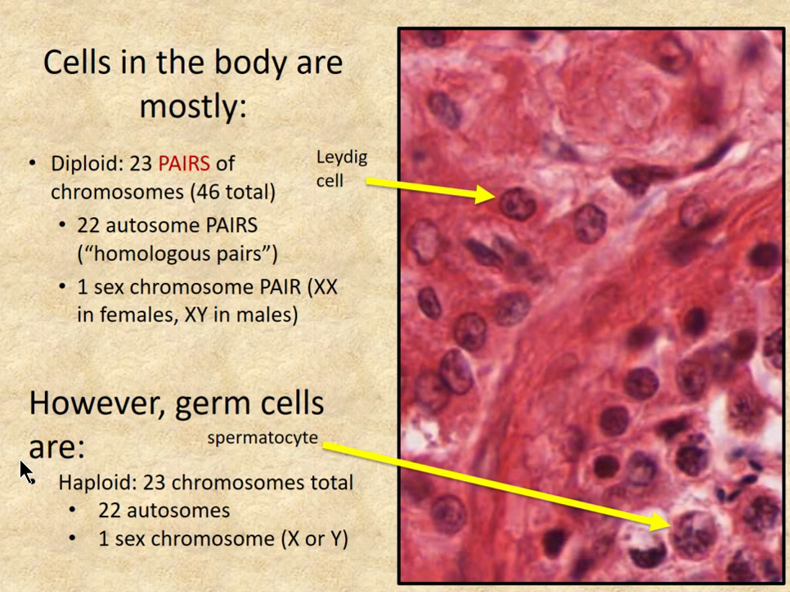typical situation. However, germ cells, like depicted here in the seminiferous tubule, are haploid. So they only have 23 chromosomes, so that when they join with the other germ cell, you're going to have 46 total chromosomes. And so they only have 22 autosomes and 1 sex chromosome. And here you can see a seminiferous tubule, a primary spermatocyte undergoing meiosis, and a Leydig cell that is in the interstitium, which is diploid.